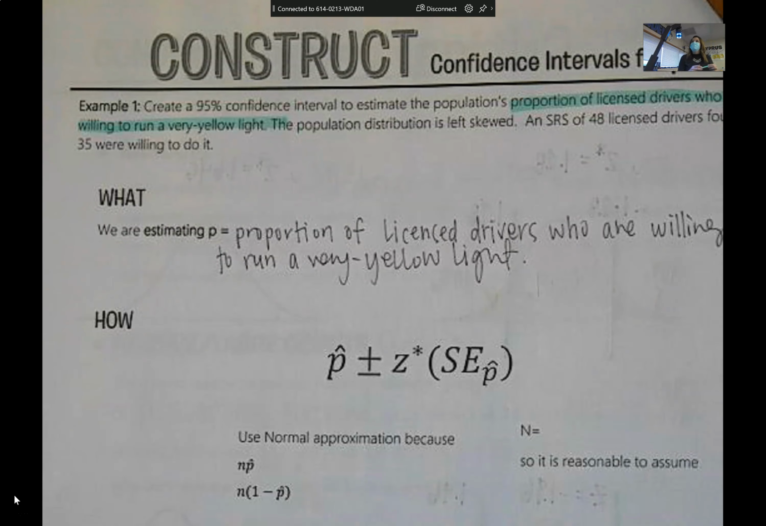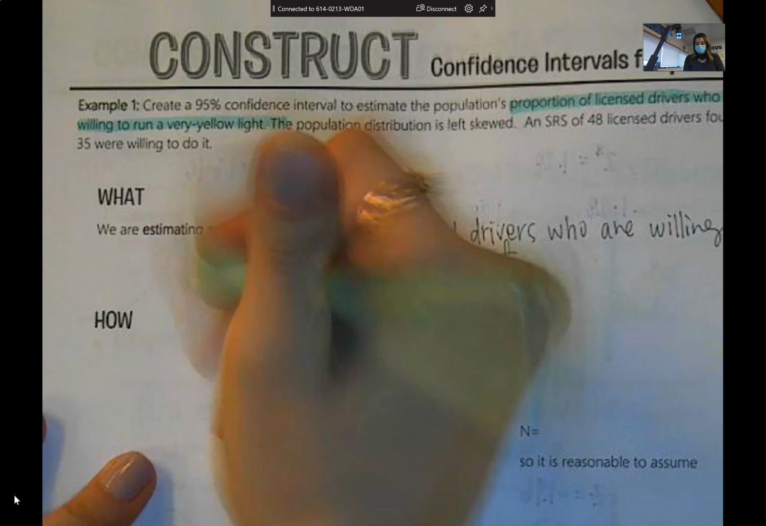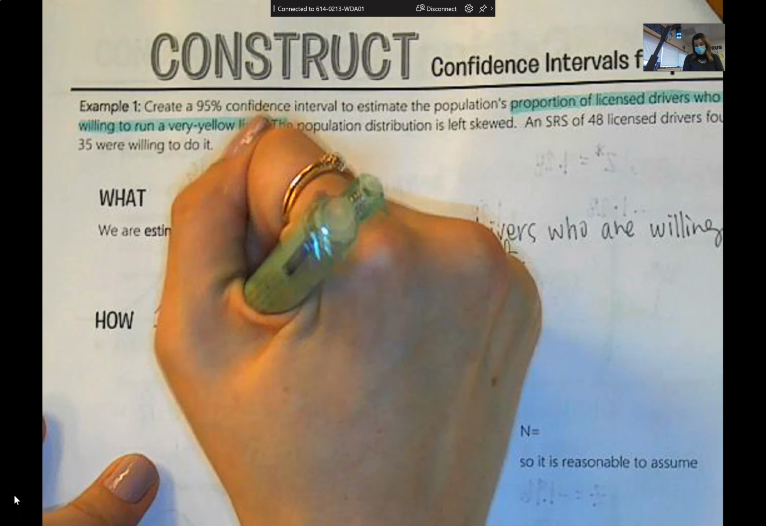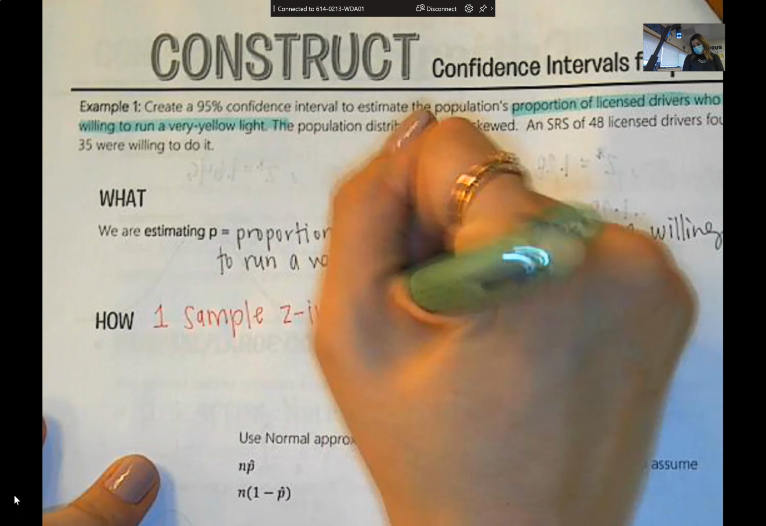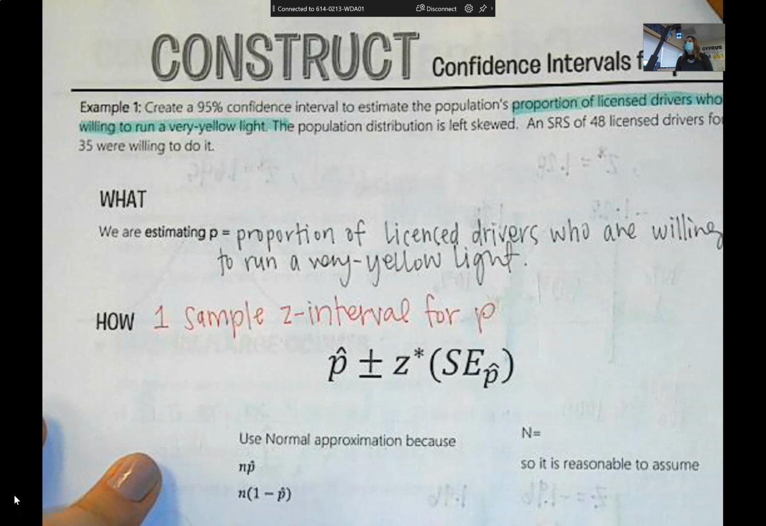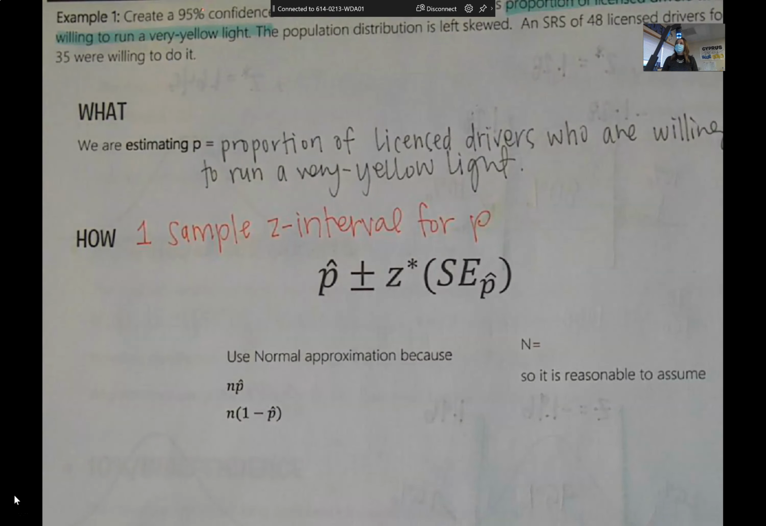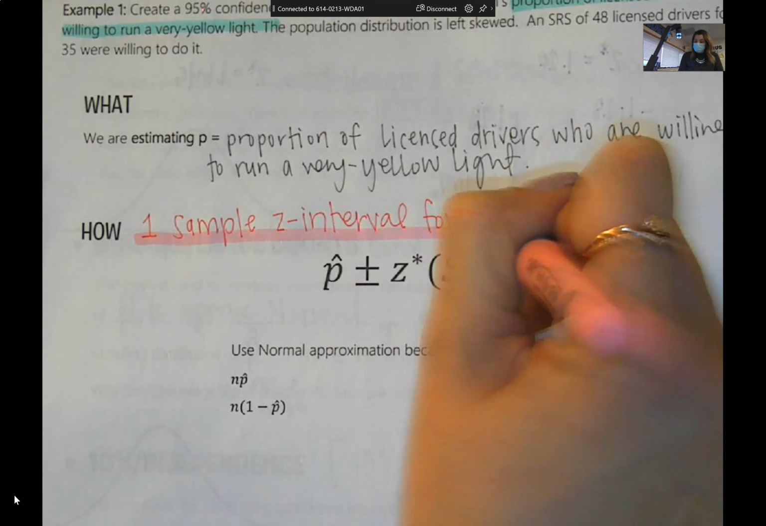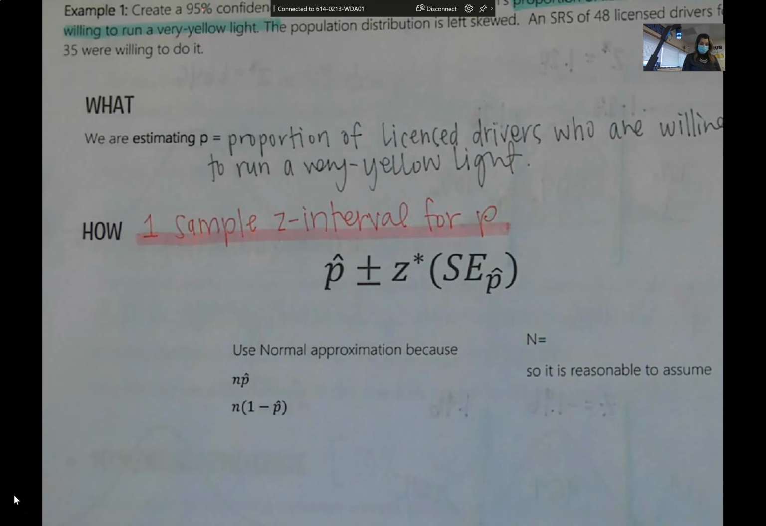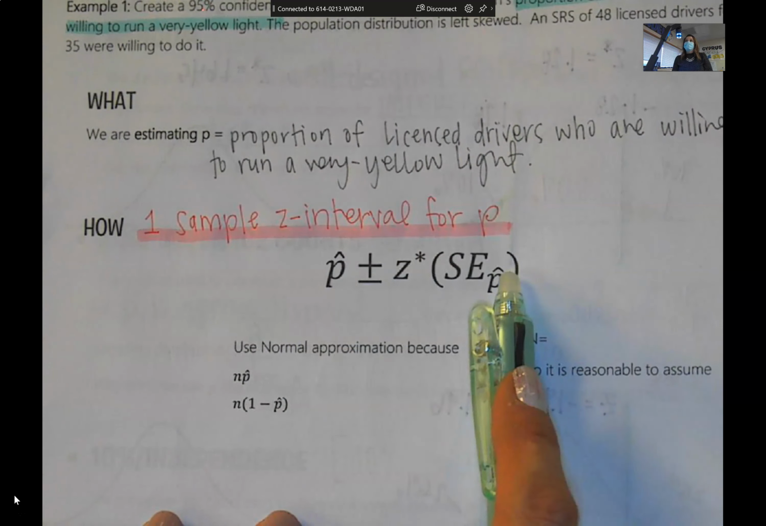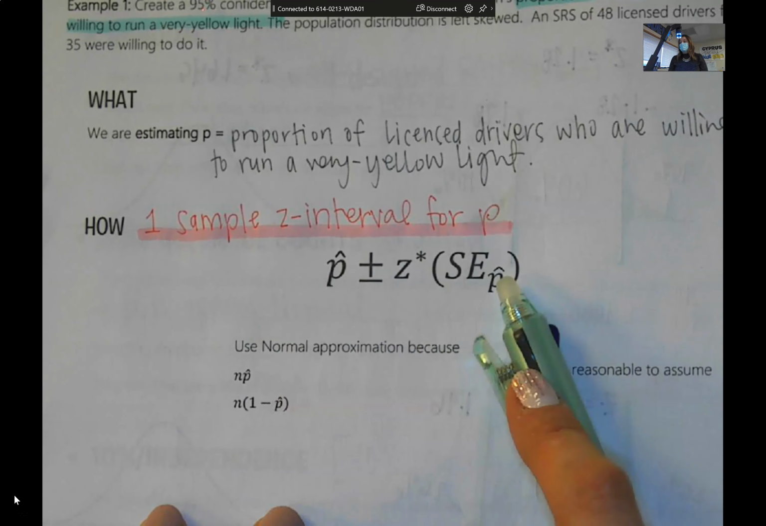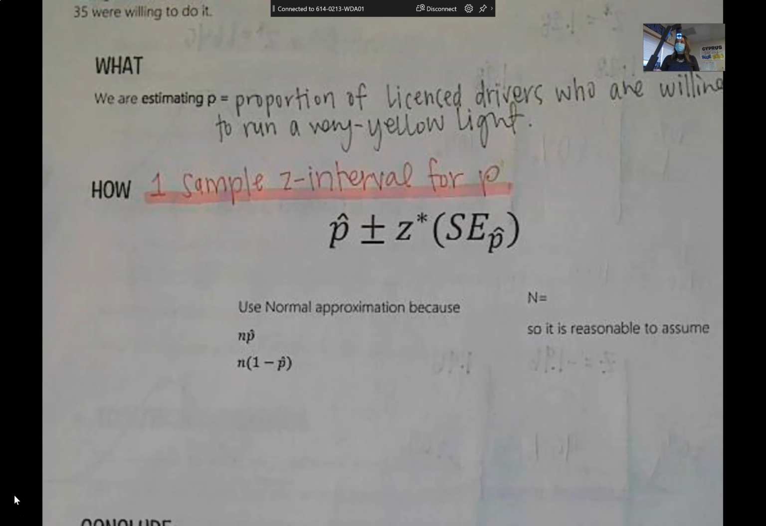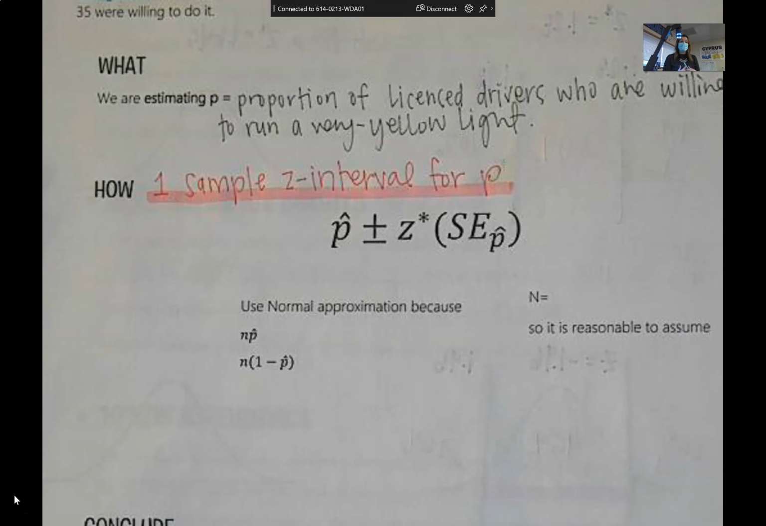Okay, next question is, how do we do that? Well, we are going to make a one sample Z interval for p. How do we do this? We make a one sample Z interval for p. And that is part of your solution. They do want you to clearly state what you're doing. How we do that is this formula. And when I do these on my own, I actually write this out. So everything that I have written here for you guys is exactly what I would write on my solution. I have just written it for us to save a little bit of time.